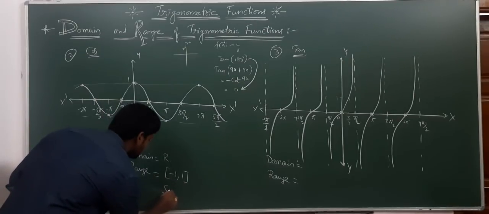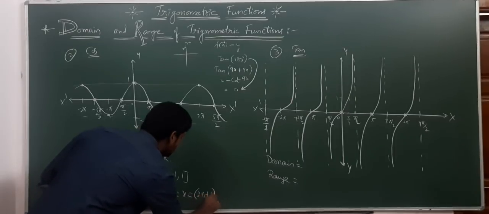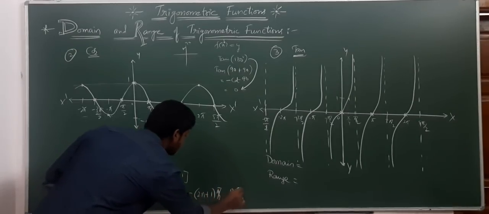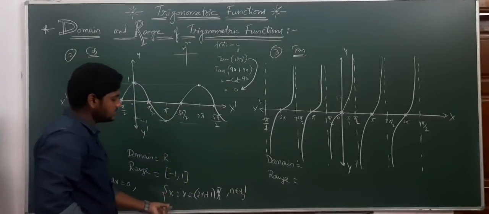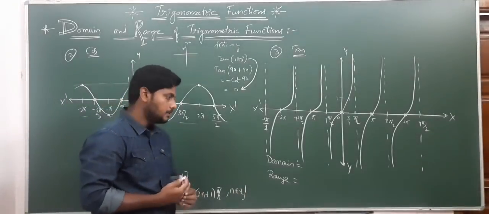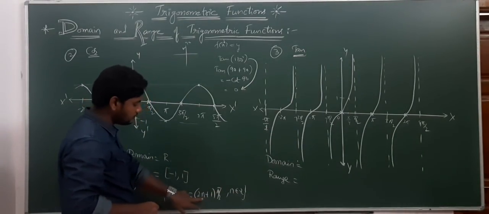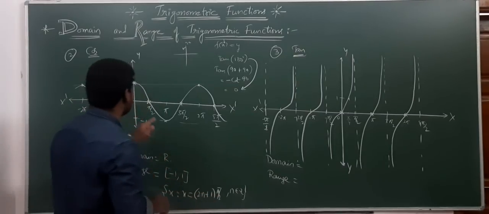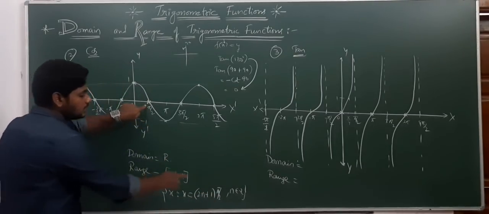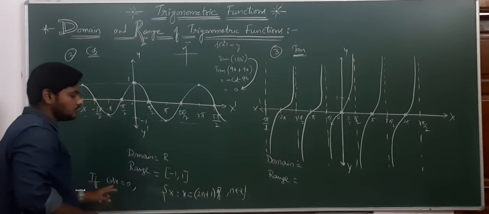Cos x equals 0 for all x such that x equals 2n plus 1 into pi by 2, where n belongs to Z. For example, n equal to 0: 2 into 0 is 0, 0 plus 1 is 1, 1 into pi by 2 is pi by 2. At pi by 2 it is 0. Like that, for any integer this will be satisfied. For all these values, cos x equals 0.